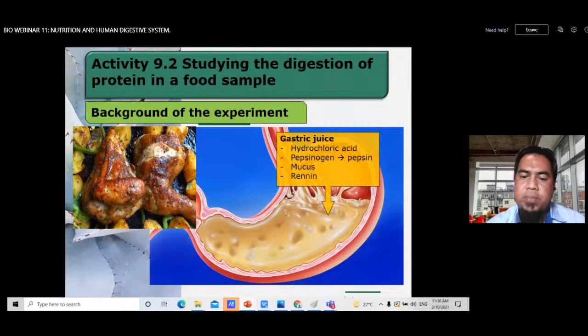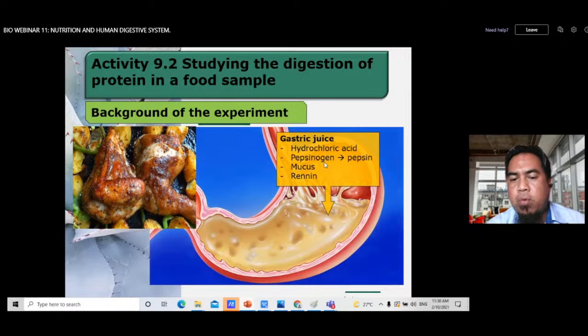As Cikgu Mio said before, the wall of the stomach produces and secretes gastric juice. Gastric juice contains hydrochloric acid that prepares an acidic medium for the activity of pepsin. The hydrochloric acid is at pH 2. It also contains an inactive enzyme, pepsinogen. Pepsinogen is activated, or converted, to pepsin when it reacts with hydrochloric acid. And this pepsin will react on protein. It will digest protein to become polypeptide.